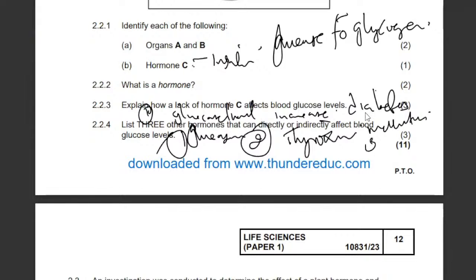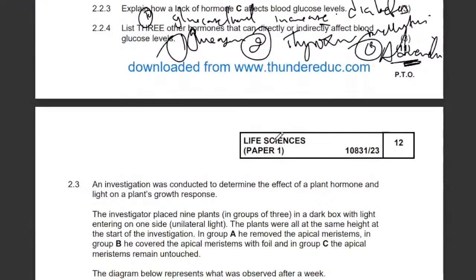Another one is maybe you can talk about adrenaline. Adrenaline also affects it, because remember, it prepares the body for emergency, and in this case, it triggers the conversion of glycogen back to glucose in case of emergency. So basically it also has an effect on glucose level.